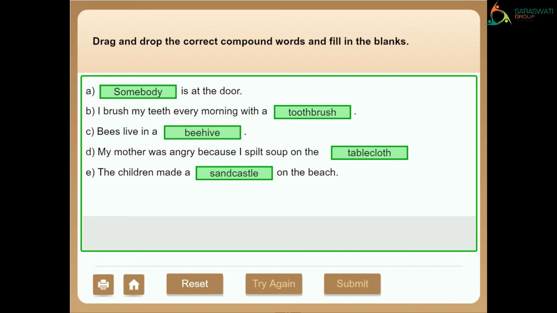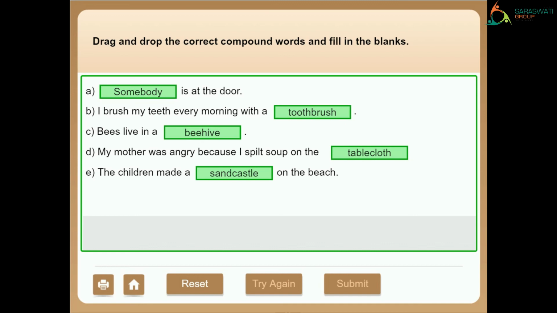Next word is tablecloth. Now here also you can make out that two words are combined and a new word is created, that is tablecloth. Table plus cloth. So two words we combine and we make a single compound word, that is tablecloth, which is used to spread on the table, on the dining table.